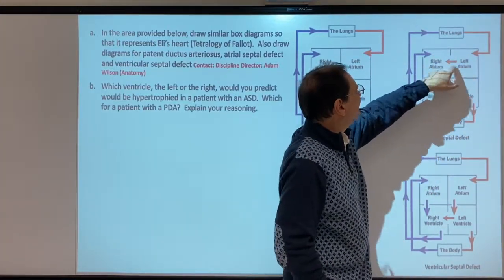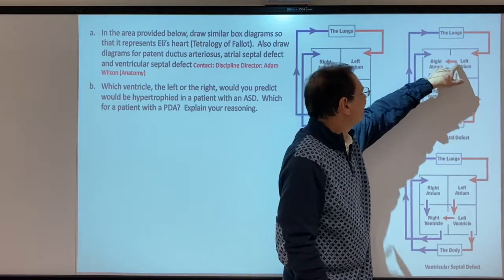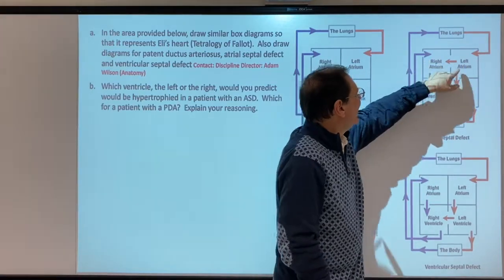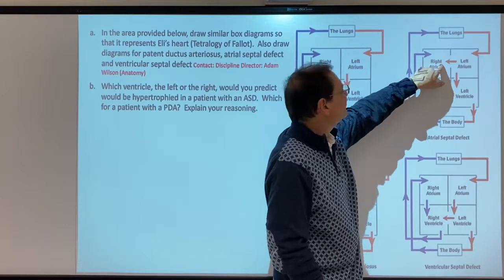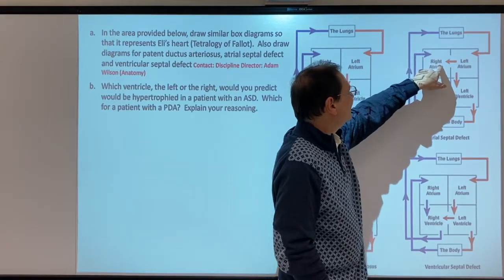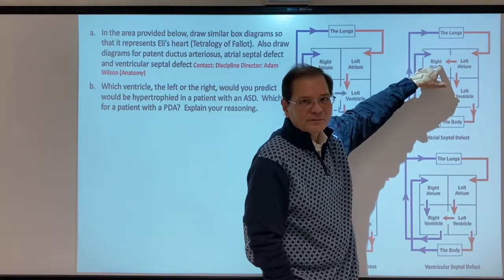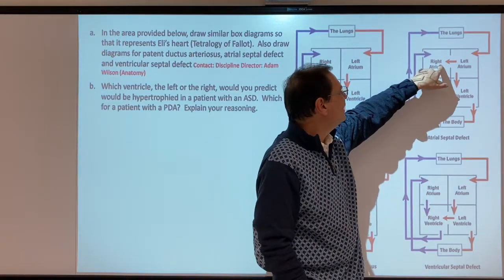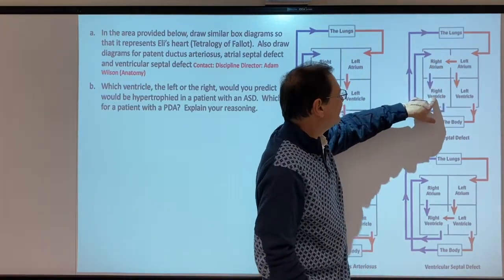The abnormal blood flow is from left to right, from the left atrium to the right atrium. And that blood from that abnormal flow is being added to the blood that's being returned to the right atrium normally from the system through the vena cava. So now I have more blood entering the right ventricle.